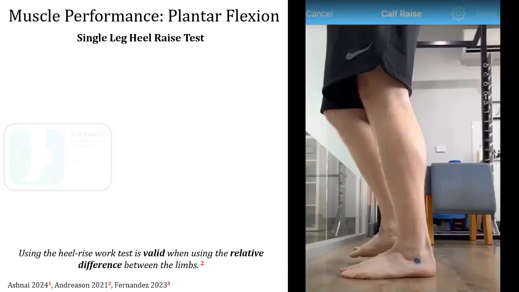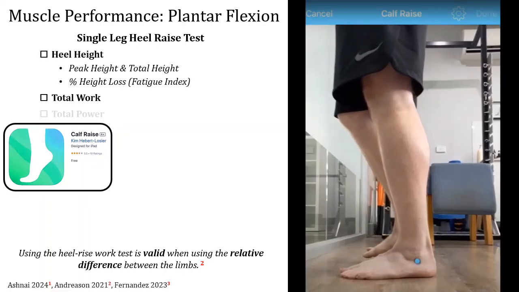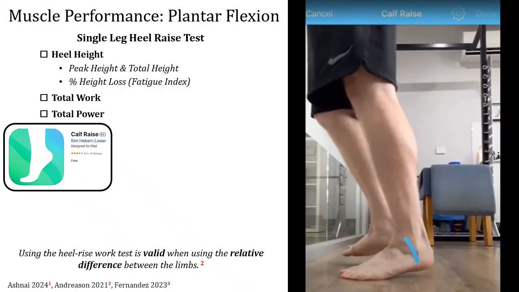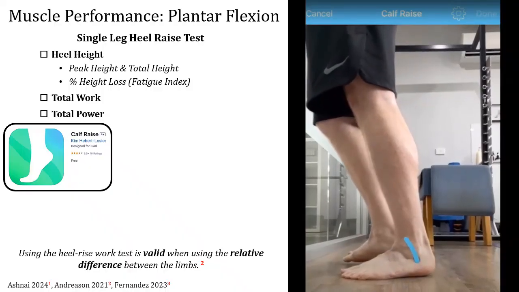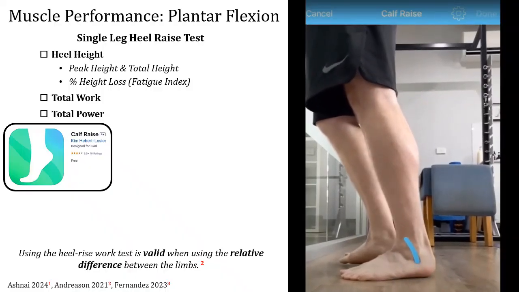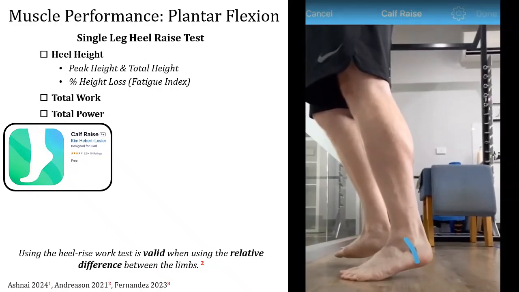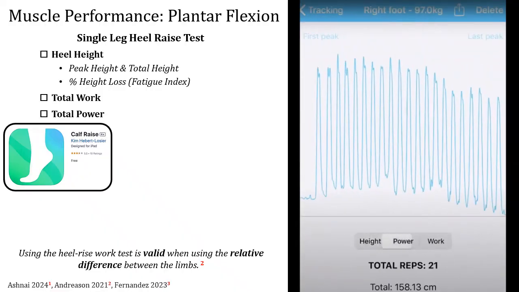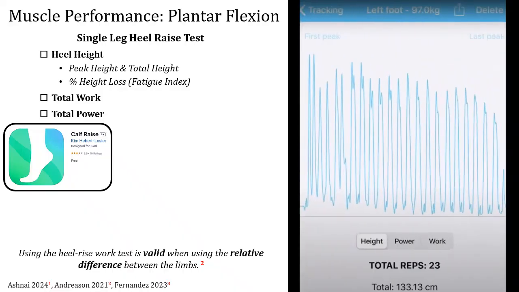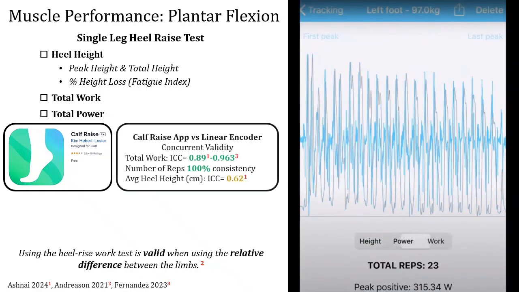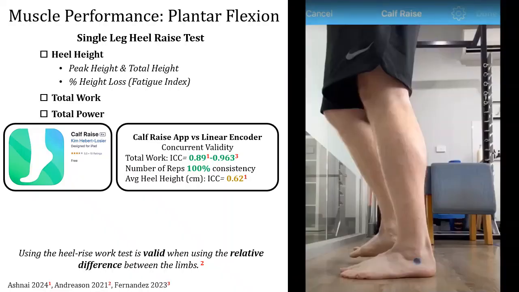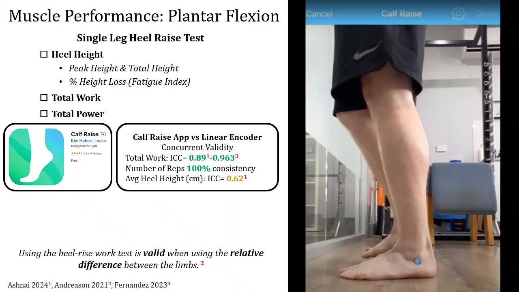Okay, so as I alluded to with the single leg raise test, you can utilize the calf raise app. It will monitor peak height, that is heel height, total heel height over the duration of the set, the percent of heel height loss over said number of repetitions, which will give you a fatigue index that you can monitor between limbs as well as across time. It will give you total work as well as total power that is produced during the set. The concurrent validity here is good to excellent for total work. Number of repetitions, 100% consistent with a linear encoder.